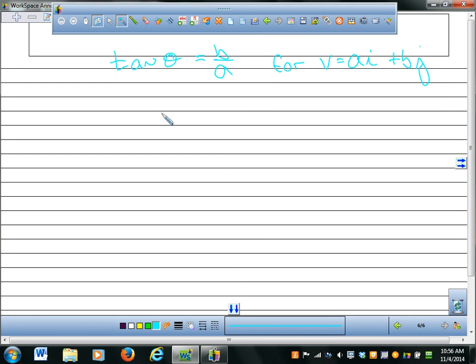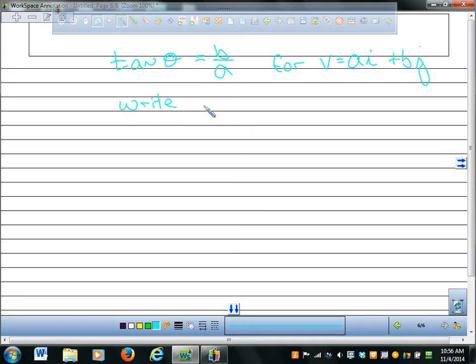So say, for instance, you have, right, so here we're going to do a problem, right? V equals 3i minus 4j in direction angle form.